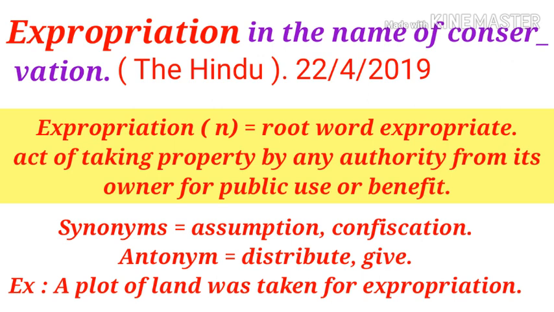So in this sentence, expropriation in the name of conservation, it explains like this, that some kind of expropriation is done. That means some property or something has been seized by someone, and they are using it in the name of conservation publicly. That is known as expropriation. You can also understand it by following another example. A plot of land was taken for expropriation. So that means a land was taken by some authority for expropriation. That means for public use. This is the meaning of the word expropriation. I hope you have understood it. And if not, also you may ask me in the comment box.